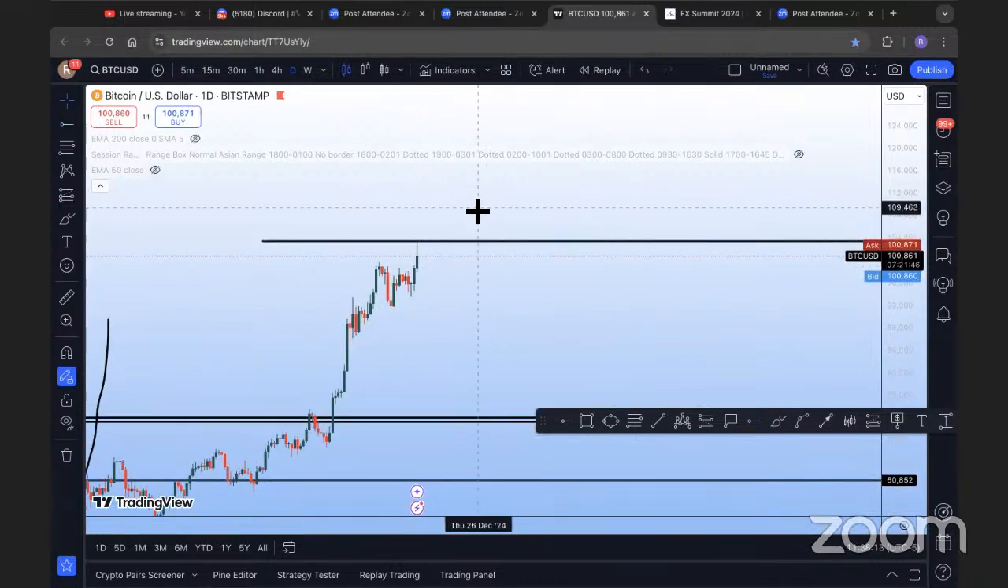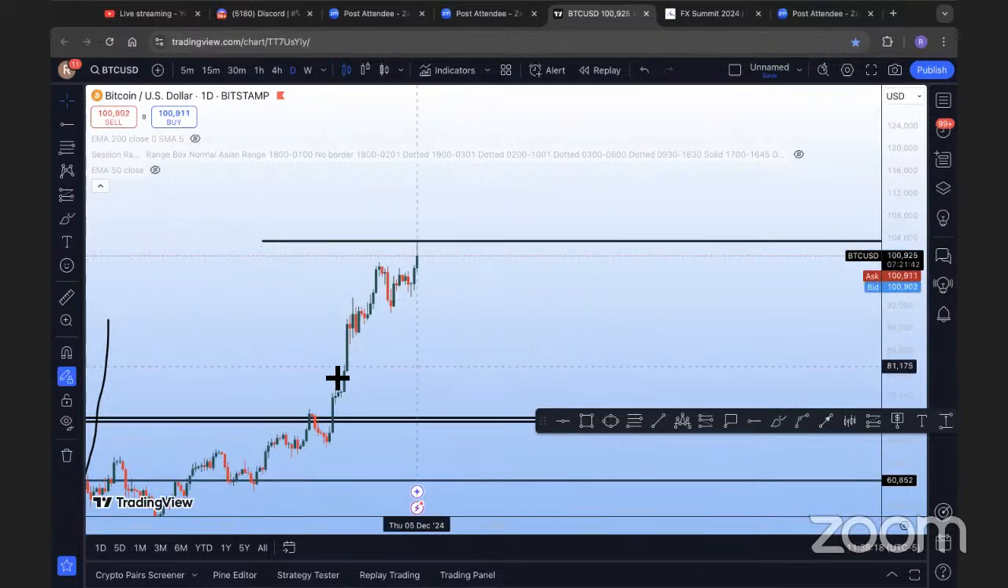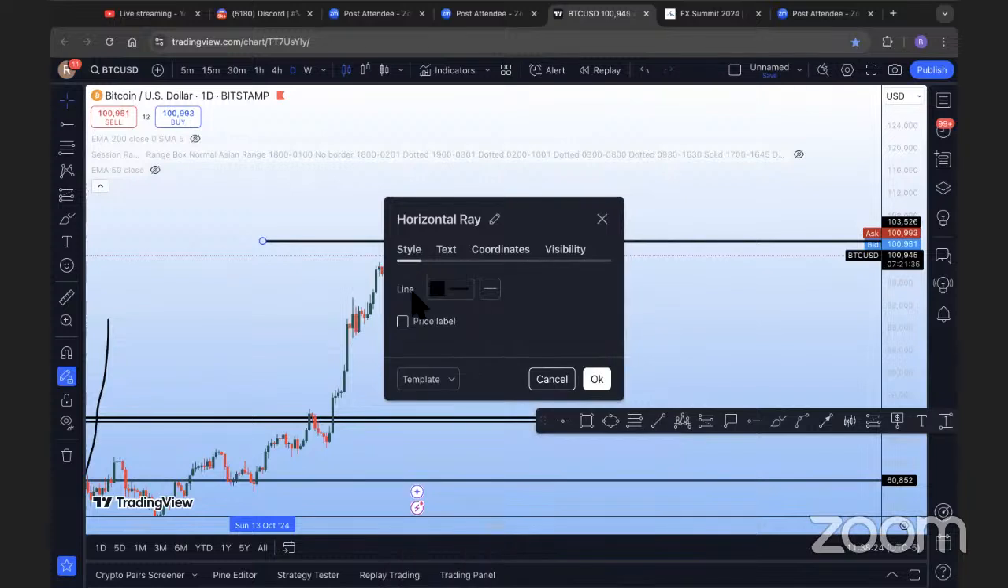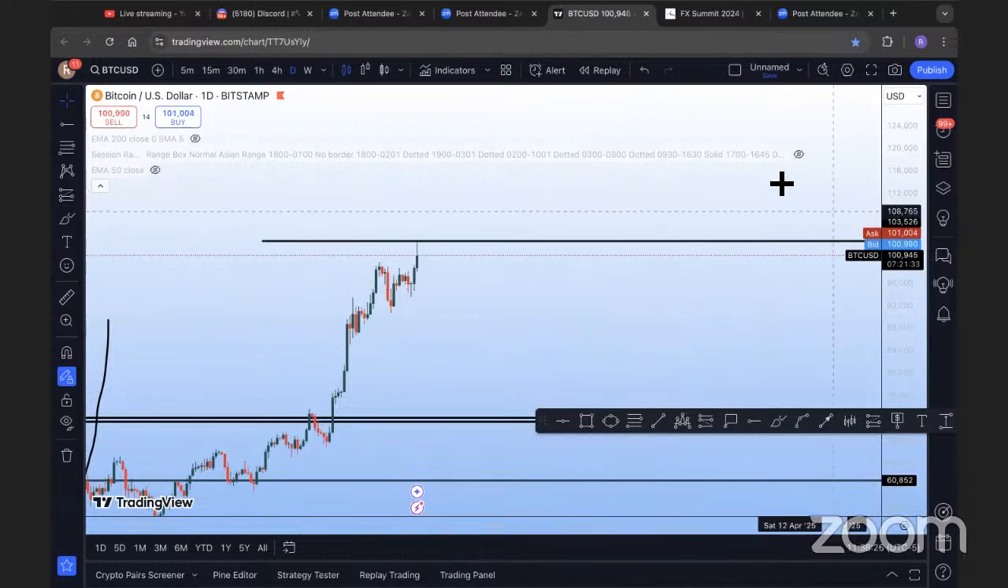So this top price, actually, nope. It was, why is this thing not showing the price? Oh, price label. Here we go. 103,500.